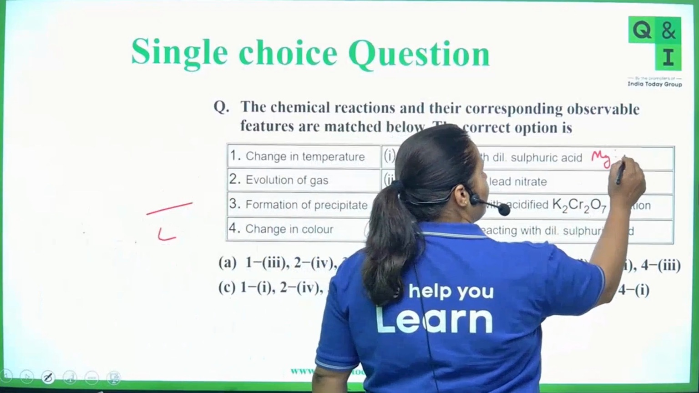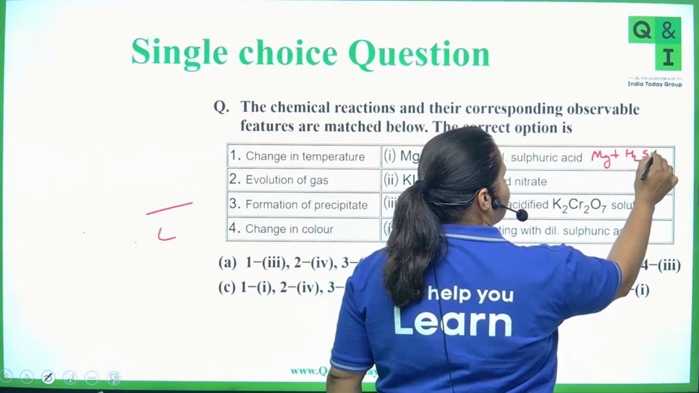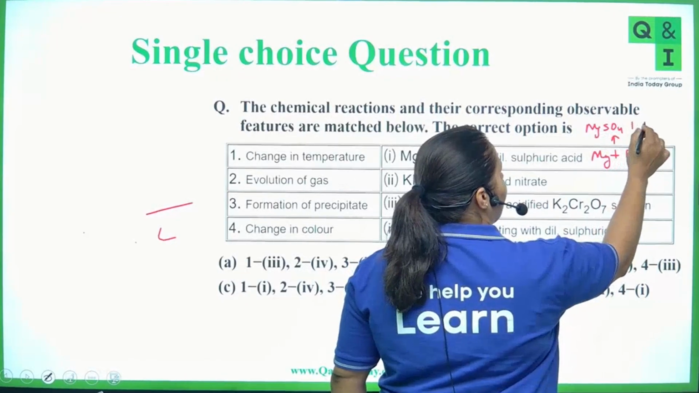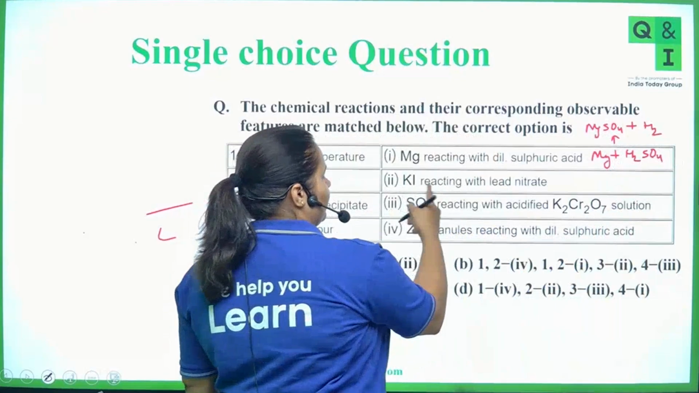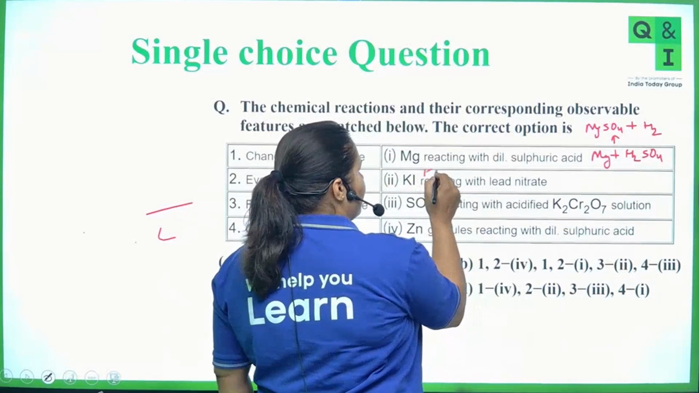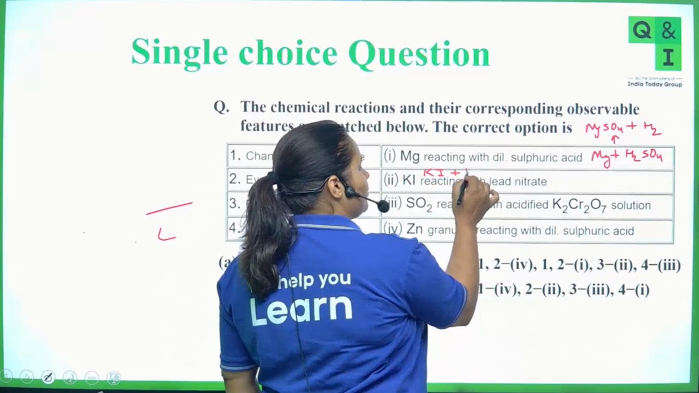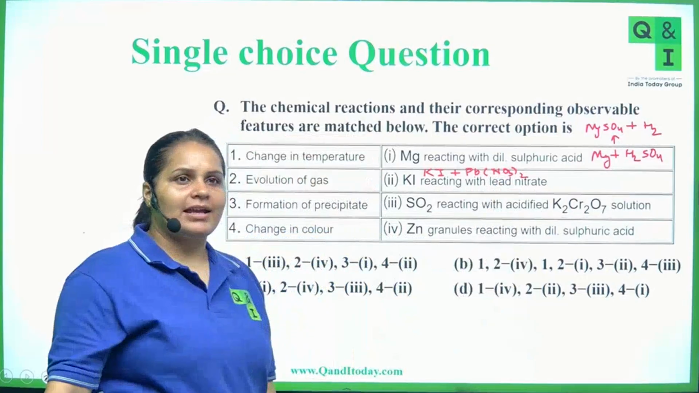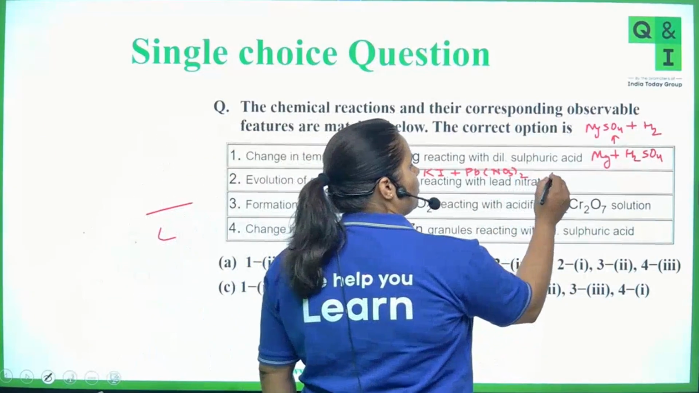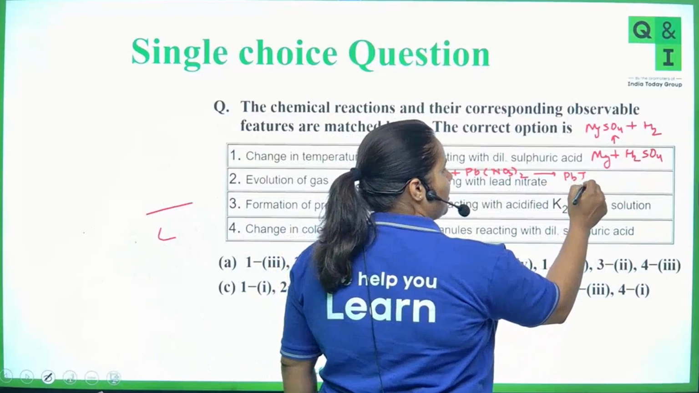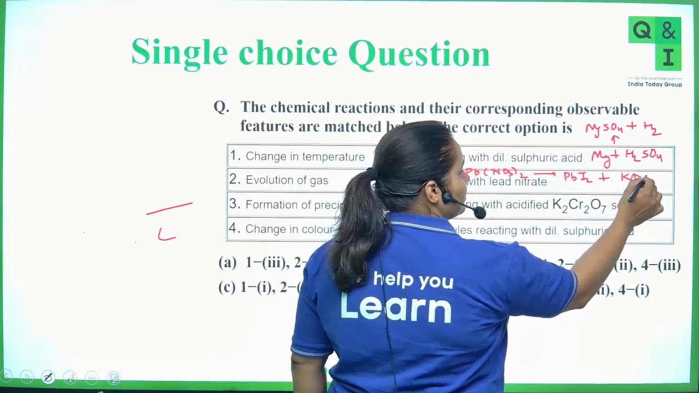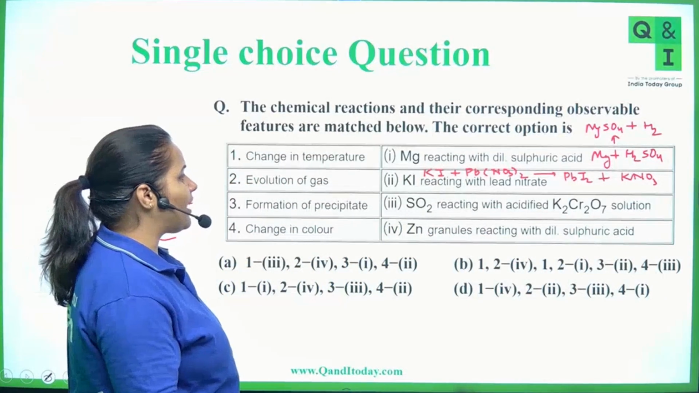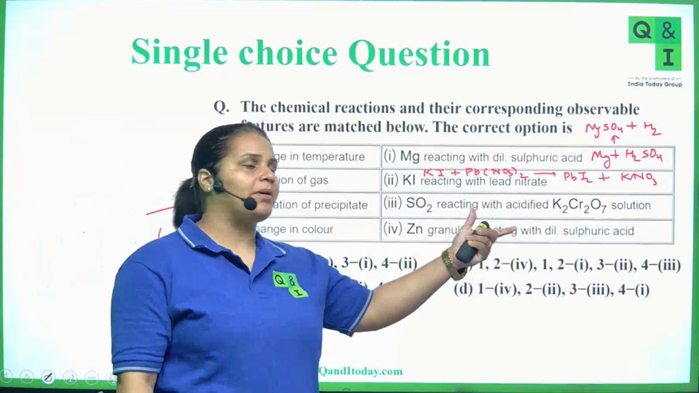Magnesium reacts with dilute sulfuric acid and gives you magnesium sulfate plus hydrogen gas. Okay, now this question, the second reaction, KI, is it visible to you? Yes, ma'am, visible. KI reacts with lead nitrate to form PbI2 and KNO3.